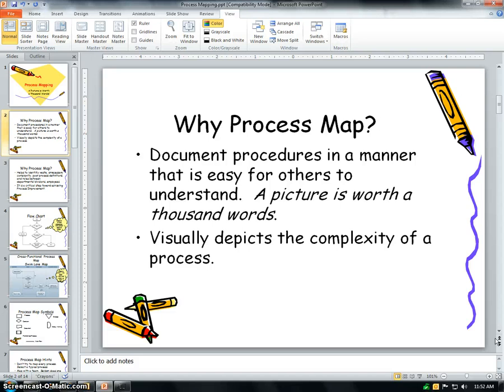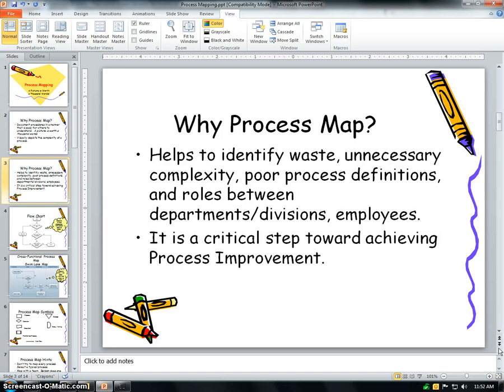It just visually gives us a depiction of a process, and from the visual part of it, just by looking at the map, we get some kind of feel for how complex the process is that we're studying. It helps to identify waste and unnecessary complexity. That's the reason that so many organizations start with this when they're looking at trying to do process improvement.